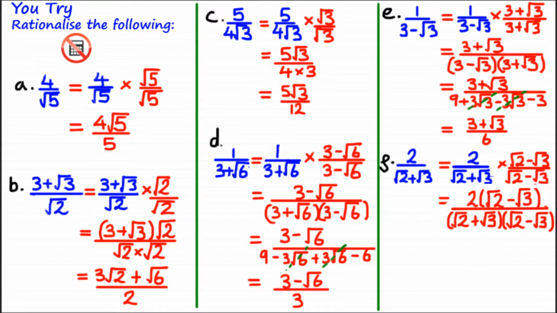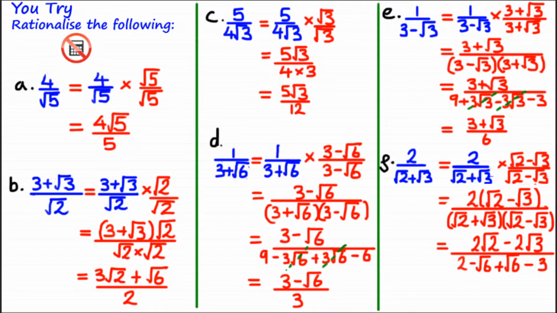Now expanding out the brackets, you have to be careful, of course. We've got a lot of square root signs flying around. So the square root of 2 times the square root of 2 is equal to 2. The square root of 2 times negative root 3 is equal to negative root 6. The square root of 3 times the square root of 2 is equal to the square root of 6. And the square root of 3 multiplied by negative root 3 is equal to negative 3.